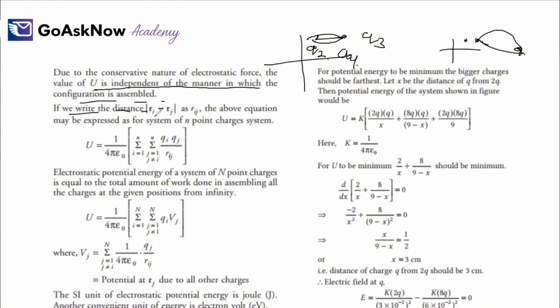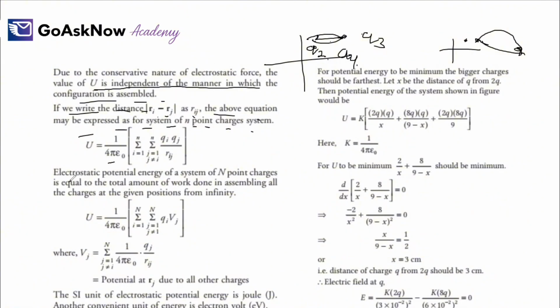If we write the distance |Ri minus Rj| as Rij, the above equation may be expressed for a system of n-point charges. So it will be written like 1 by 4 pi epsilon naught, summation i from 1 to n and j from 1 to n, Qi Qj upon Rij. That is similar to what I have told you in the summation formula. So that is just similar to that, so you don't have to worry about this point.